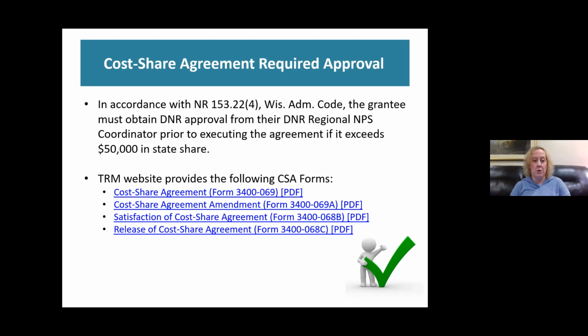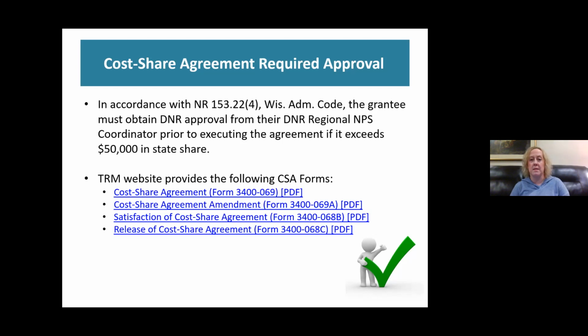We're not going to go into the amendment process today or the satisfaction or release process. But I will say that anytime you need to make a change to a cost share agreement, that amendment form is there. And the satisfaction is a form used when you're essentially establishing that the cost share recipient did everything that they needed to do according to that cost share agreement. A lot of times we'll get requests for a satisfaction when there's going to be a land transaction.